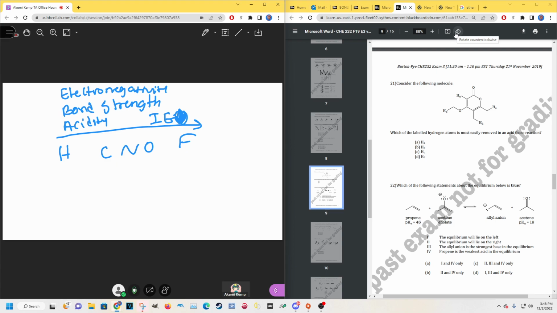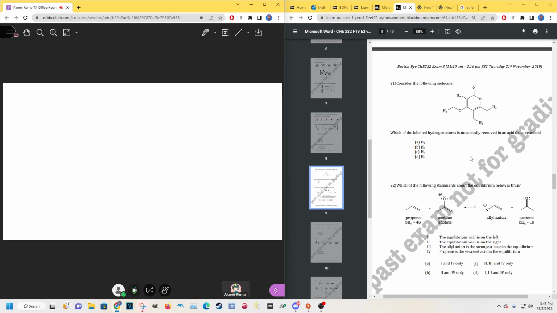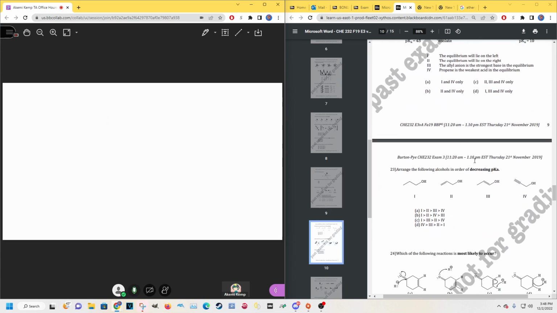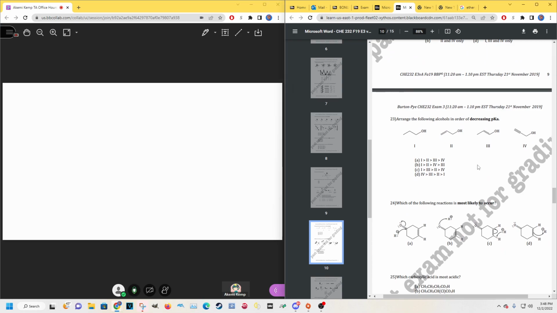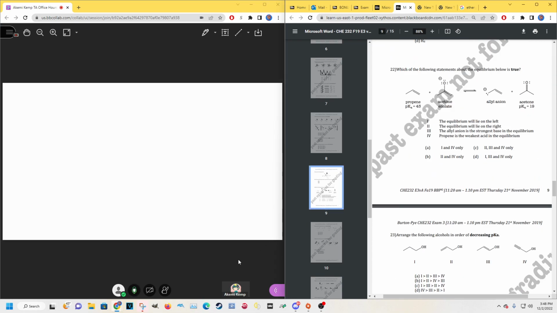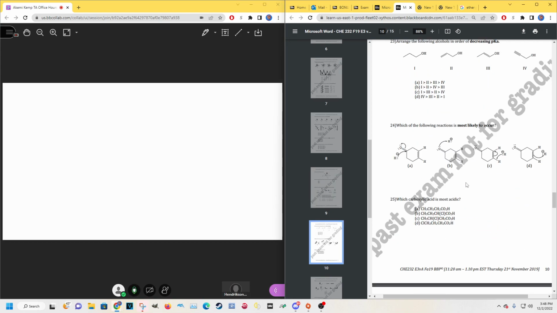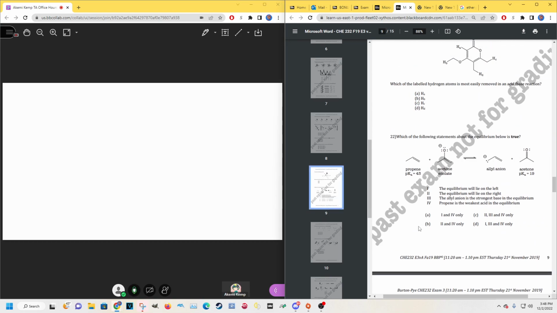Okay, could I ask about a question in the exam? Could you go over 22 and then 23? Which of the following statements about the equilibrium below is true? So you have this reaction.